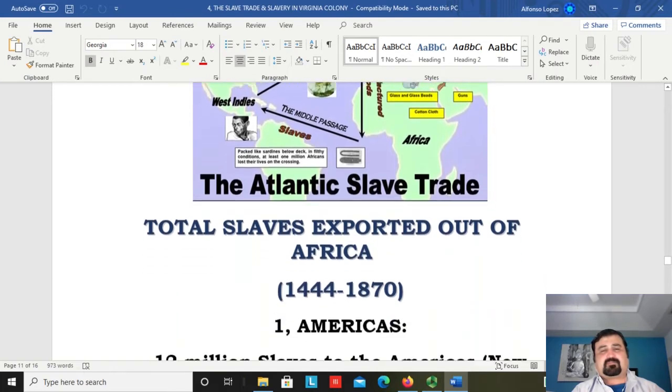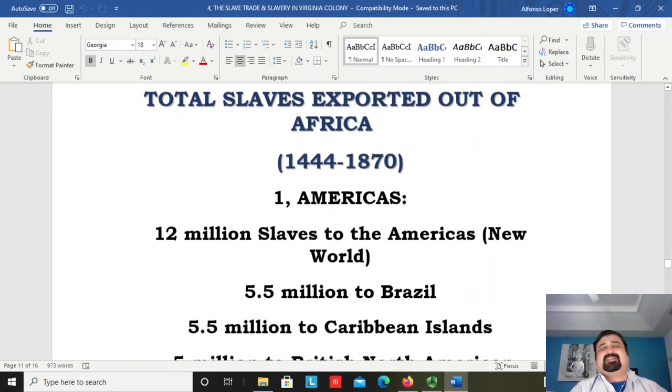Now the statistics. We're just now going to look at the statistics of the numbers of the slaves that were exported out of Africa from 1444 all the way to 1870. 1870 is the end of the international slave trade. By 1870, it was declared illegal. So it lasted a little over 4 centuries.